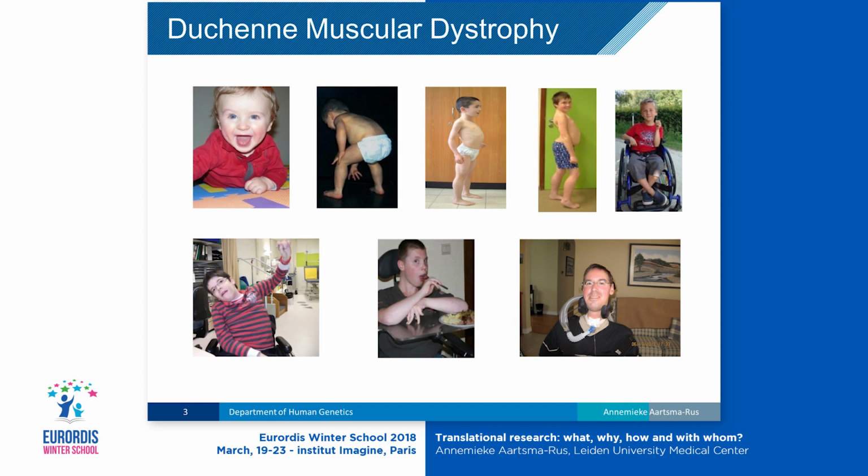You can see that this boy is using gravity to sling his arm up. You can see that this boy, or young man, is still able to feed himself. But you can also see that he needs all hand and muscle function that he has still left. Patients usually need assisted ventilation around the age of 20, and the life expectancy is on average 30.